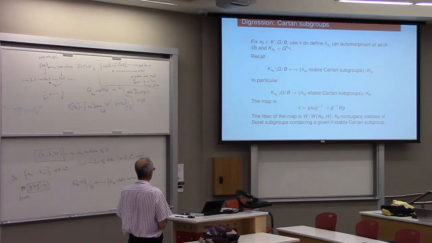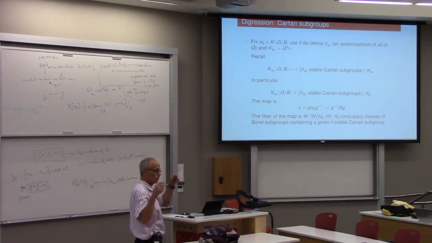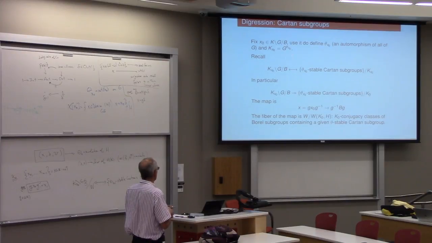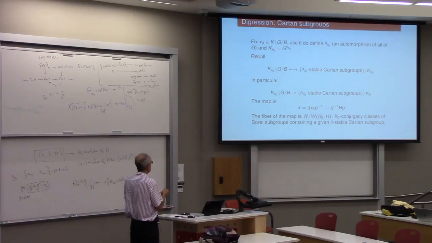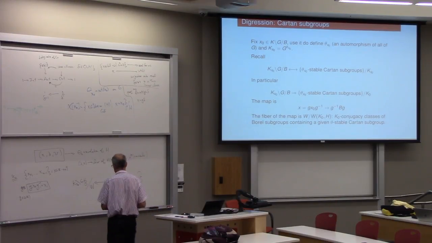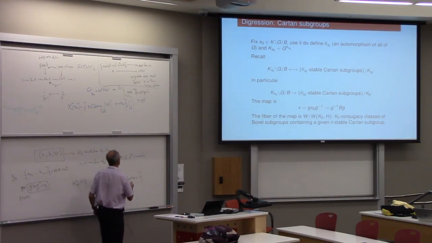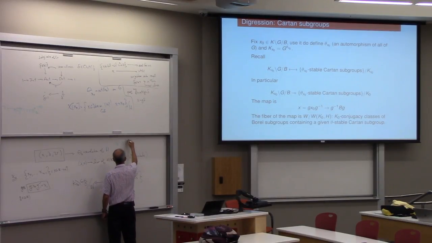So this is slightly bad notation. What I should say is fix an X naught in this quote unquote KGB space, and then use that to define theta X naught. What does this KGB mean? There's no such thing as K. This is sloppy notation. So to be precise, what I should say is fix X naught in the KGB space.